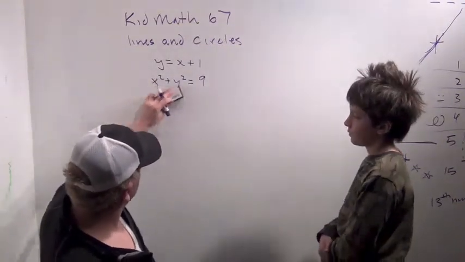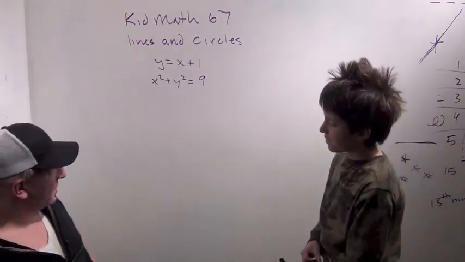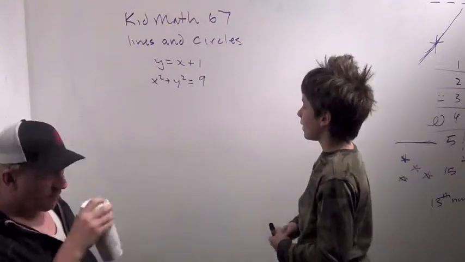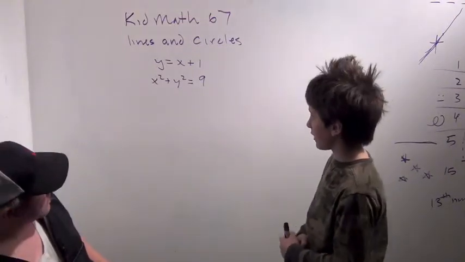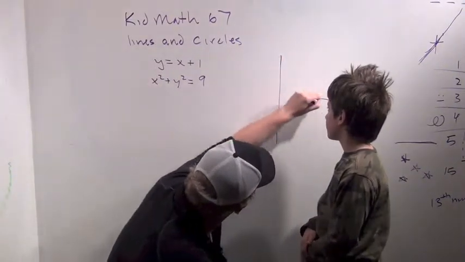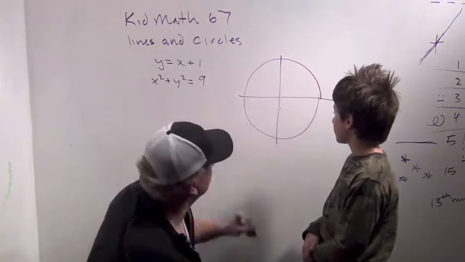First of all, what is the circle x squared plus y squared equals 9? Can you tell me about that circle? Well, the radius is 3. And where's the center? It's 0, 0. Okay, so here we have a circle. Let's just say that's radius 3.